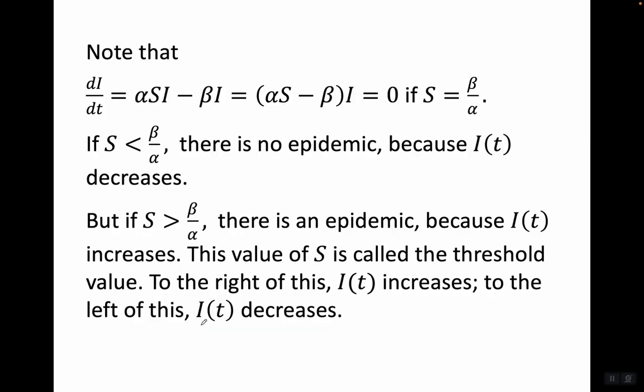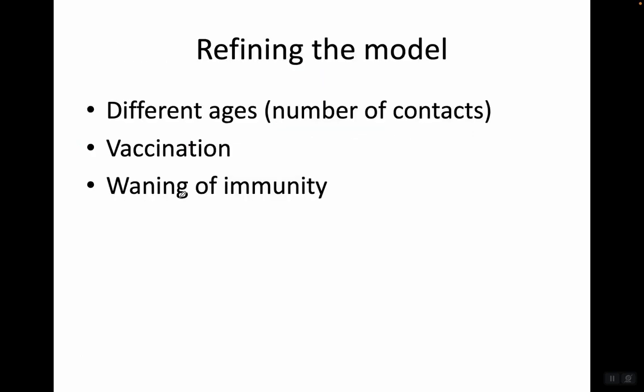Note that dI/dt equals alpha S I minus beta I. We can factor out the I. This equals 0 if S equals beta over alpha. If S is less than beta over alpha, there's no epidemic because I is decreasing. But if S is greater than beta over alpha, there is an epidemic because I is increasing. This value of S is called the threshold value. To the right of this, I increases. To the left of this, I decreases.